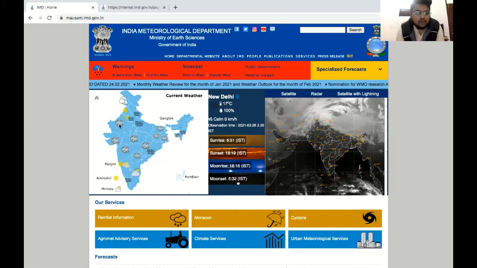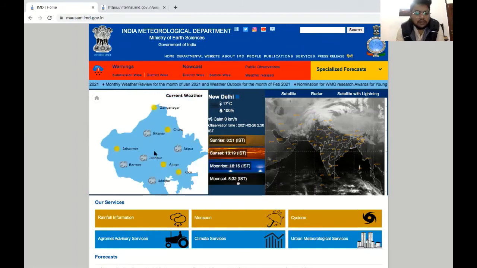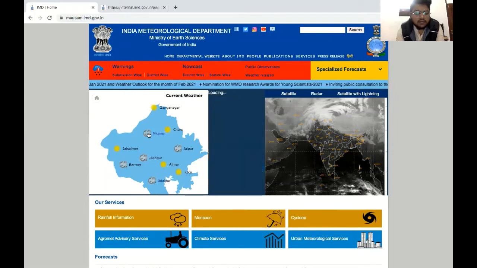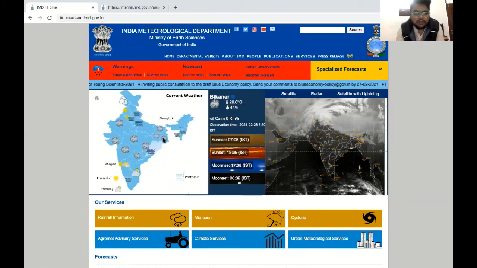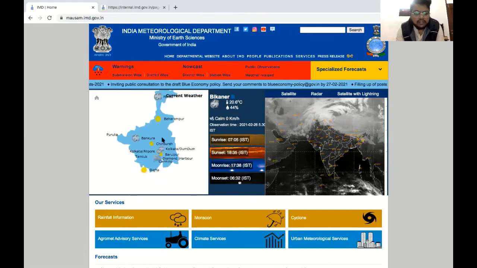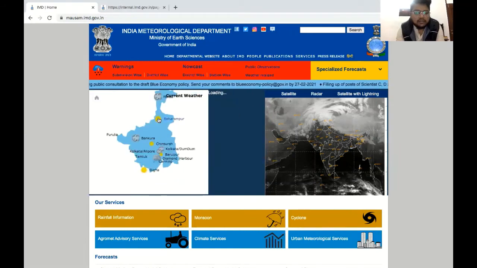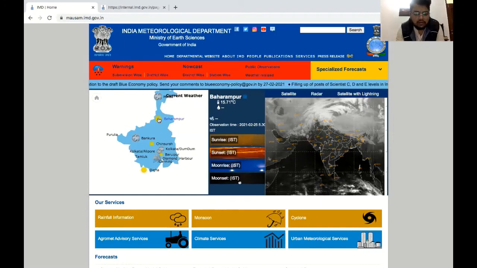If we go closer into Rajasthan, we can see that many of the major cities have cloudy weather. If we go to Bikaner, currently the temperature is 20.6 degrees Celsius and the relative humidity is 44 percent. There's no wind in the city. Similarly, you can go to other states and check what is happening there. So this all is current weather, what is happening right at this point of time.